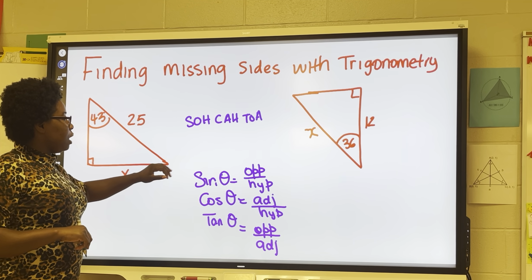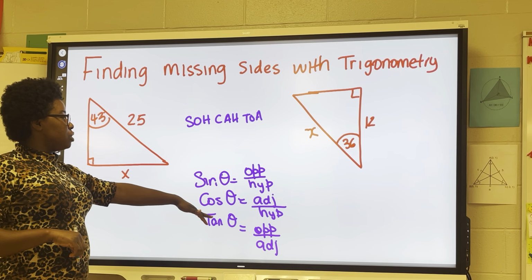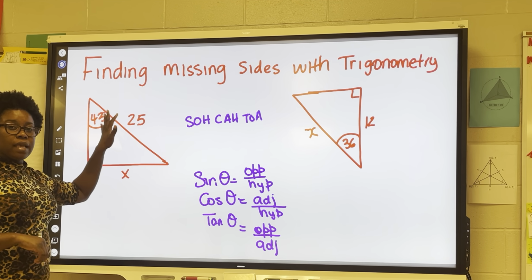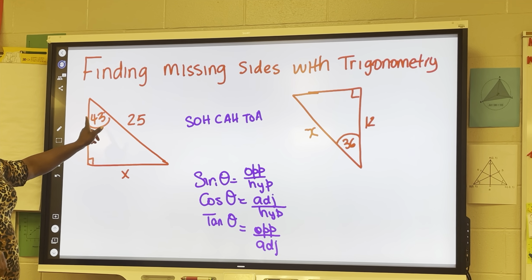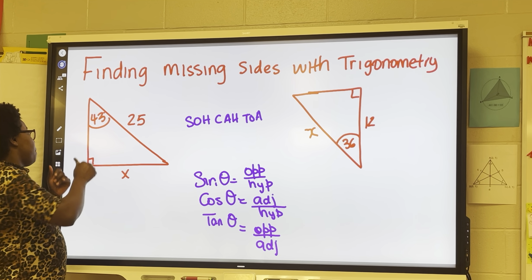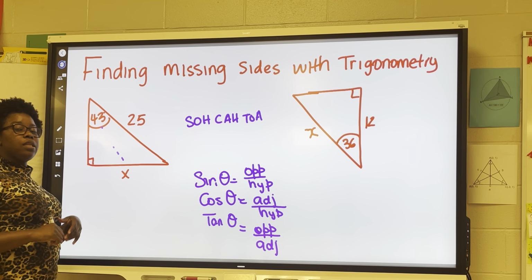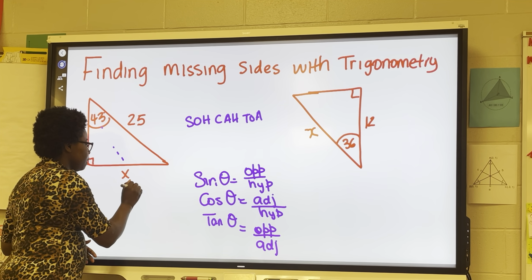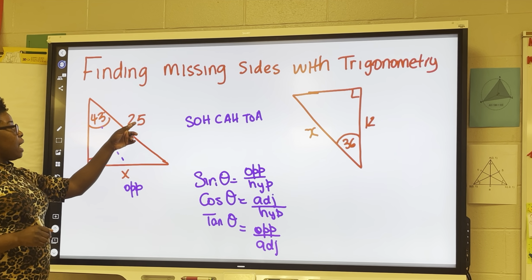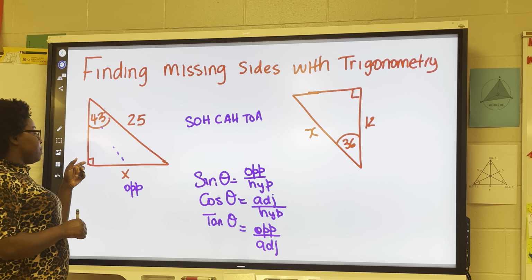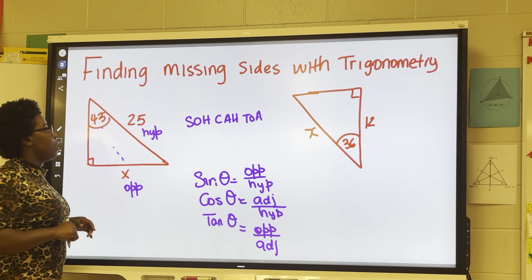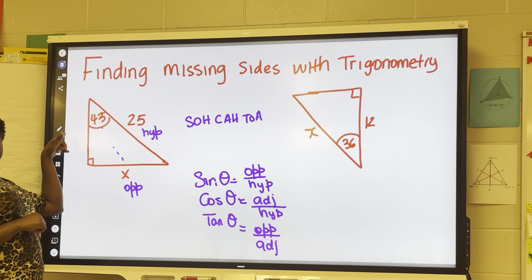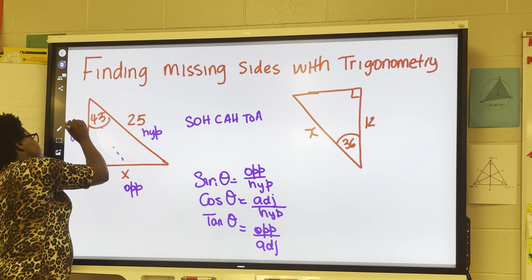So basically, when it comes to the three ratios, you first have to label your sides based on the given angle. The angle here for the first one is 43. So you label the side opposite to the 43, the opposite side. The longest side, which is the hypotenuse, is always opposite to the 90 degrees. So here is your hypotenuse. The side adjacent to the angle is known as your adjacent side.